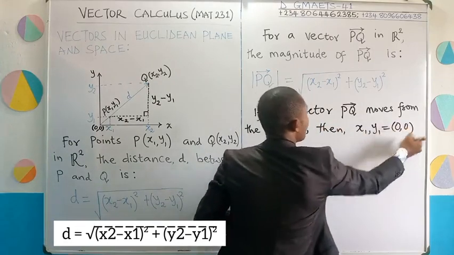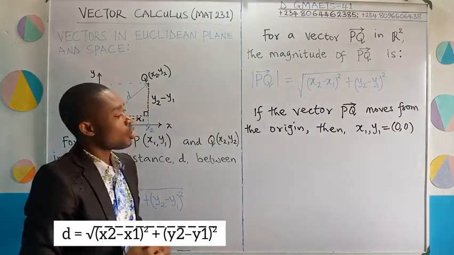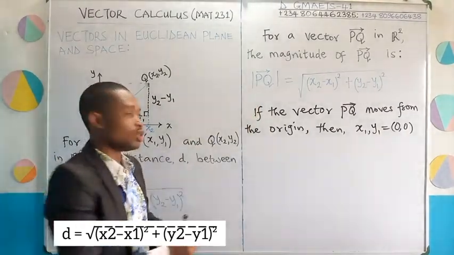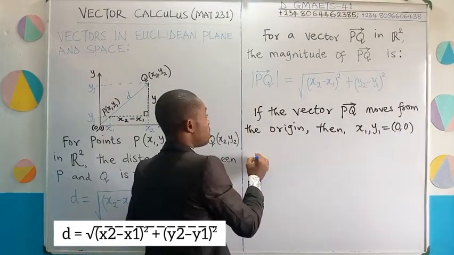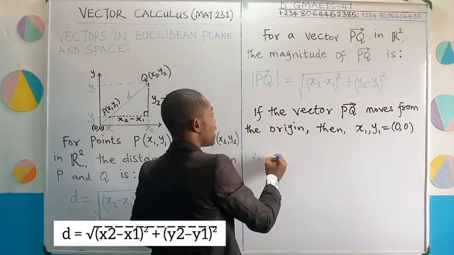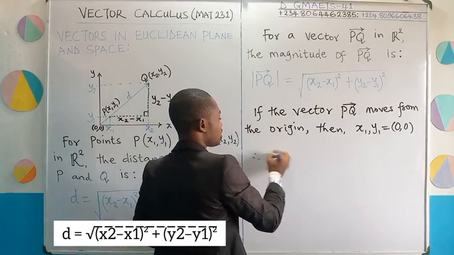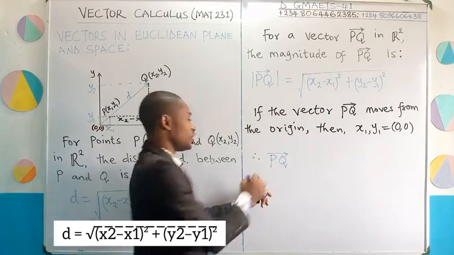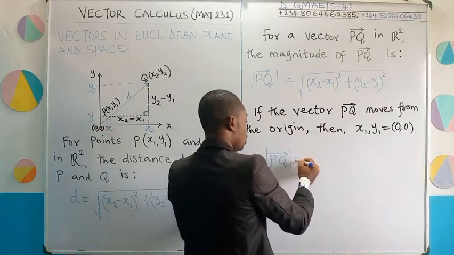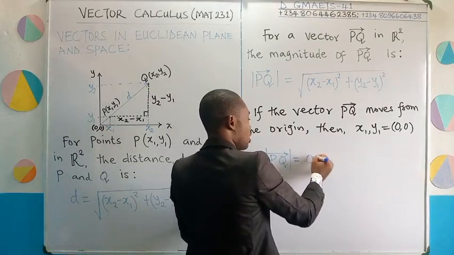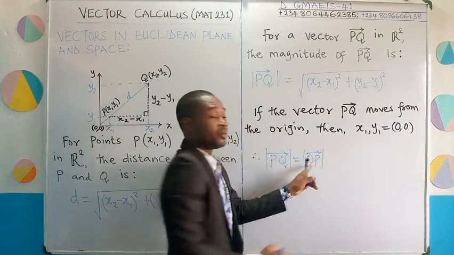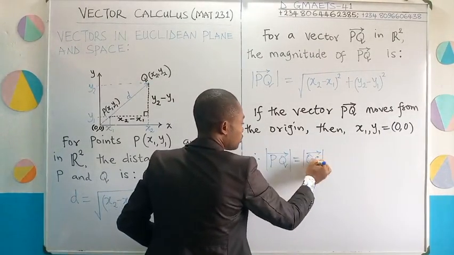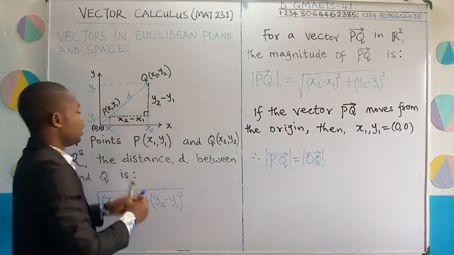So this is what is going to happen. The value of x1, y1 will now be equal to 0, 0. Let us come into this now and obtain the value of the magnitude. Therefore, we could say that PQ, where of course P is now serving as our origin, will be equal to OQ. I've explained that already, because we have taken P to the origin.